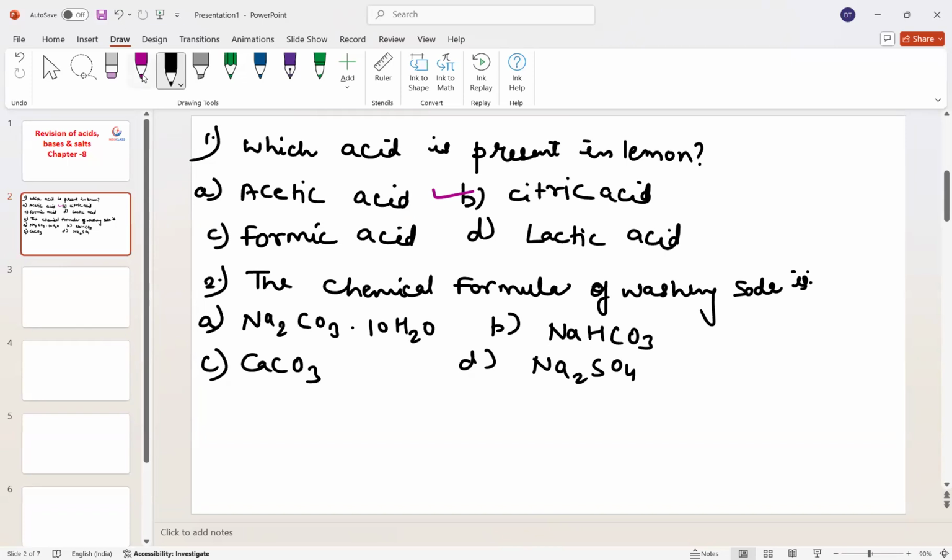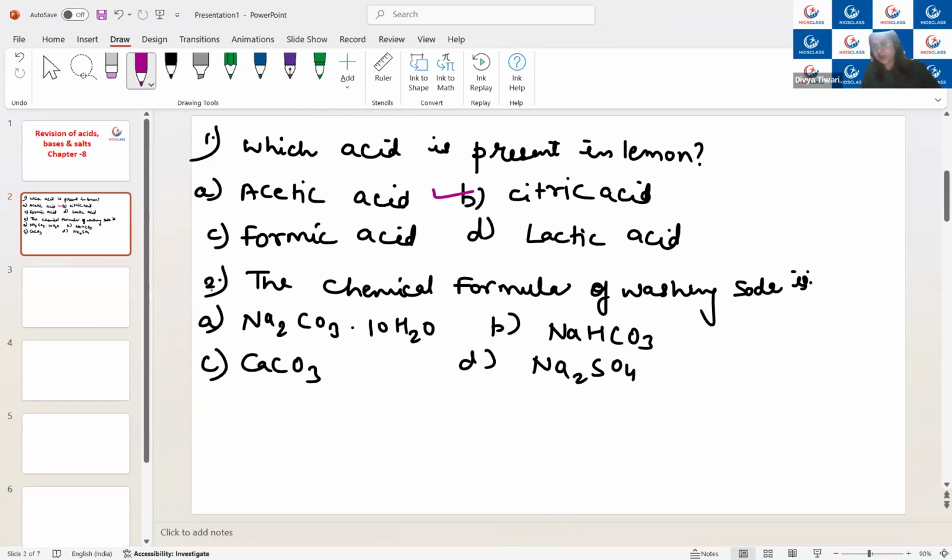While approaching the question, those who wonder how to attempt it: you can clearly see that SO4 cannot be the solution, because we are searching for a carbonate salt. Also we know that washing soda is a salt of sodium. So C and D will be directly neglected. Now the only answer left is A. In this way you have to approach the question.